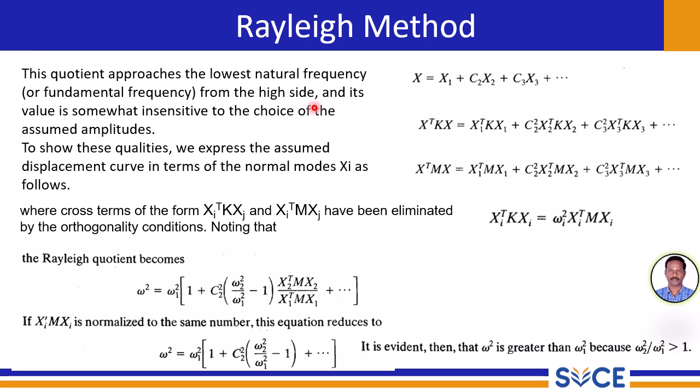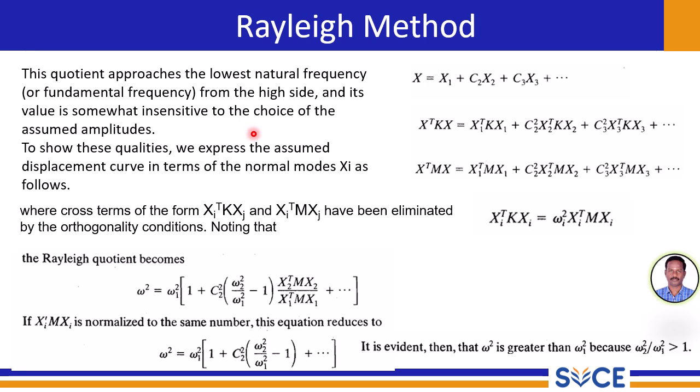This means that the frequency we estimate using Rayleigh's method will typically be greater than or equal to the actual fundamental frequency. Please recall, in Dunkerley's method, the estimated natural frequency is lesser. In Rayleigh's method, it is greater than or equal. This is valuable information as it provides a conservative estimate.